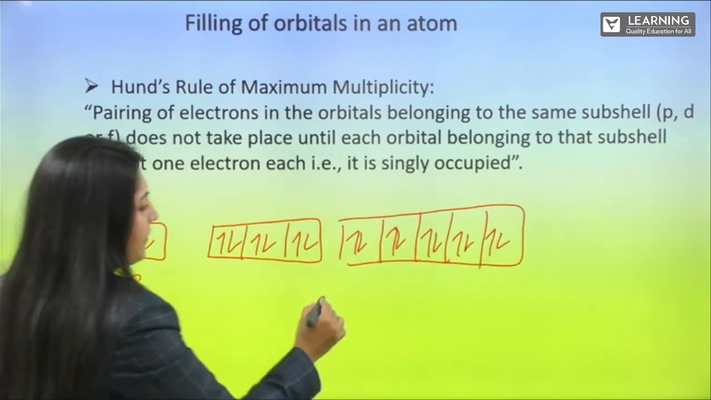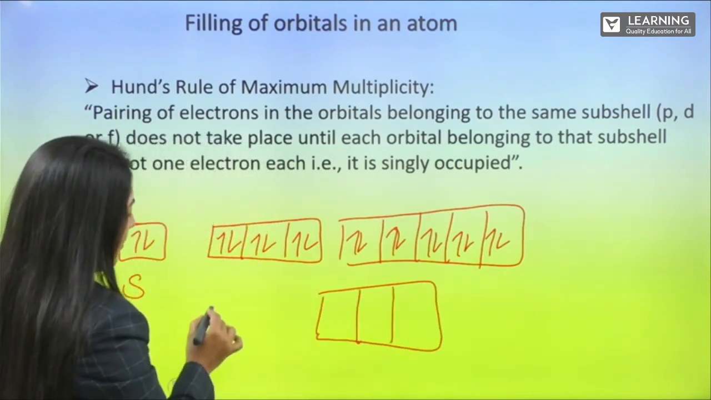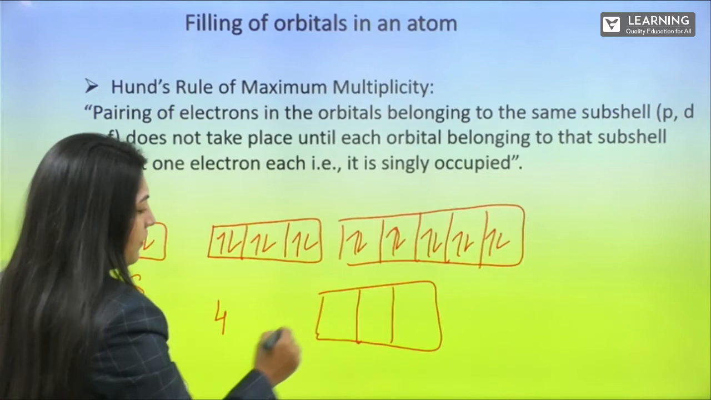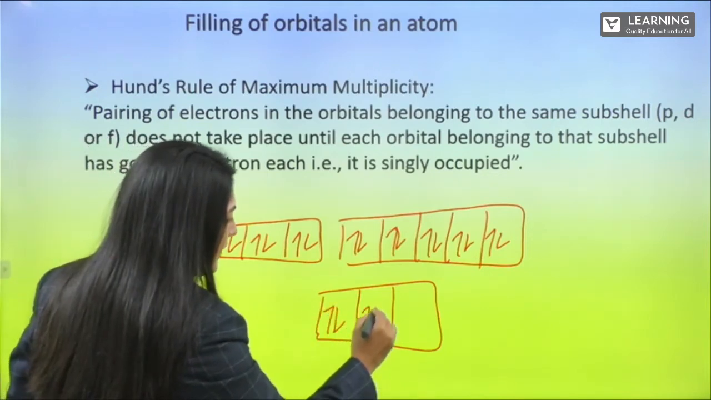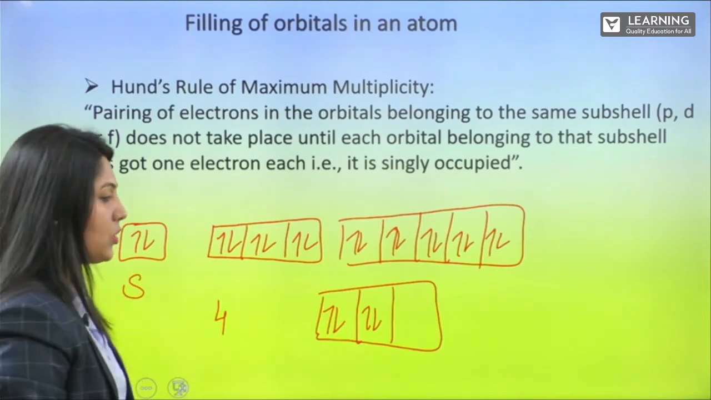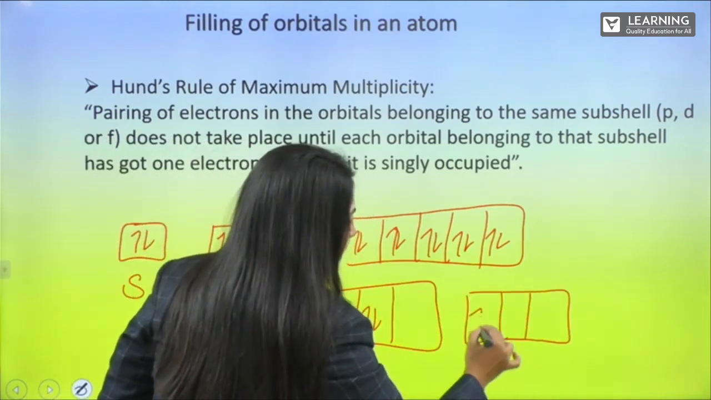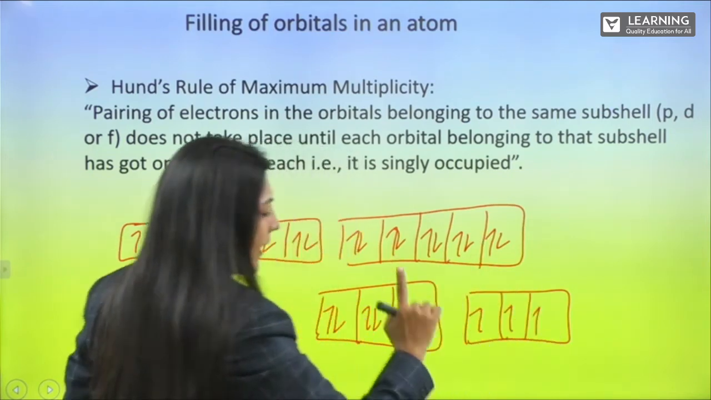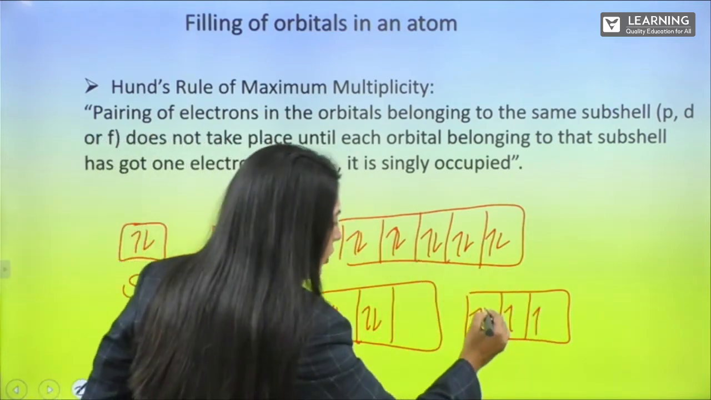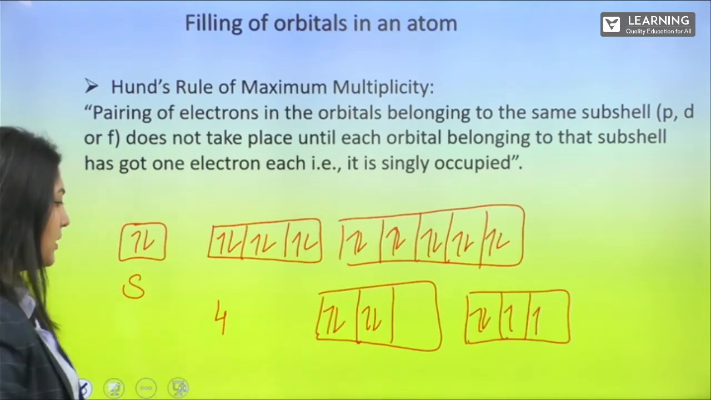For example, if I have a p orbital and 4 electrons, the 4 electrons will not directly pair like this and leave the last orbital empty. No, it is not possible. First, it should fill each orbital, one electron each, and then the fourth electron comes and pairs with the first. Understood? Good.